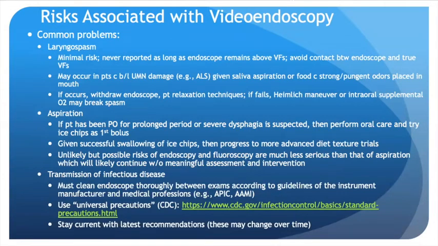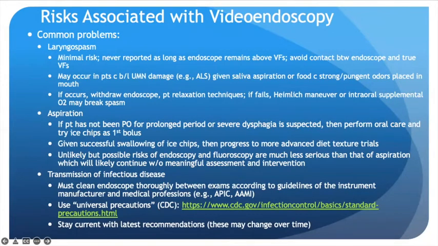Laryngospasm can occur in some patients with bilateral upper motor neuron damage, like ALS, given aspiration of their own secretions or placement of strong or pungent odor food in their mouth. If laryngospasm does occur, you're going to want to withdraw the endoscope and use patient relaxation techniques. And if that fails, if the laryngospasm continues, an option is the Heimlich maneuver or supplemental O2, which can also break the spasm. And obviously a doctor or nurse will be present in the room to facilitate this.